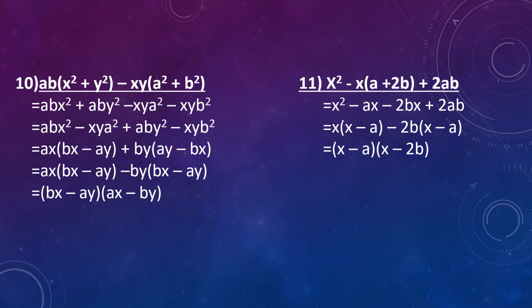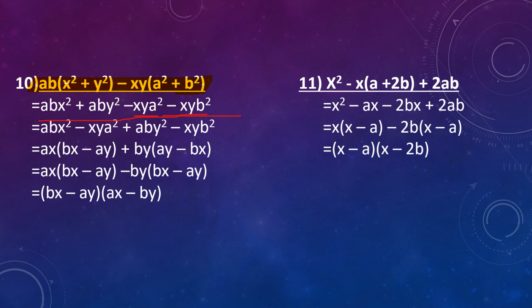Now another one, ab in bracket x square plus y square minus xy in bracket a square plus b square. Children, first you have to remove the brackets by multiplication. So you will get ab x square plus ab y square minus xy a square minus xy b square. Now we arrange the terms. We make groups of two terms in such a way that we get something common which gives you an overall common. So it means we are taking common 2 times in these questions.